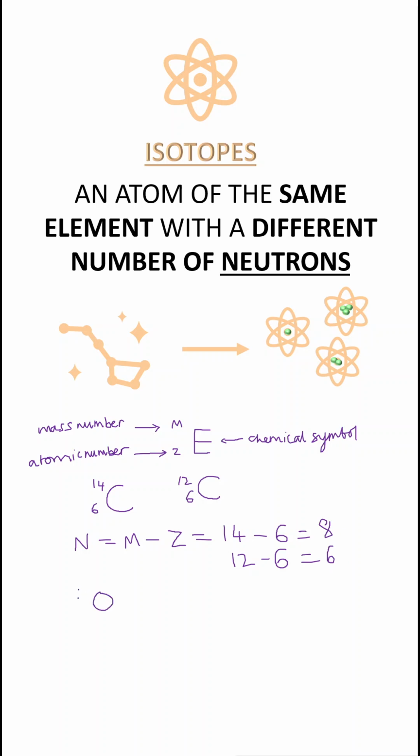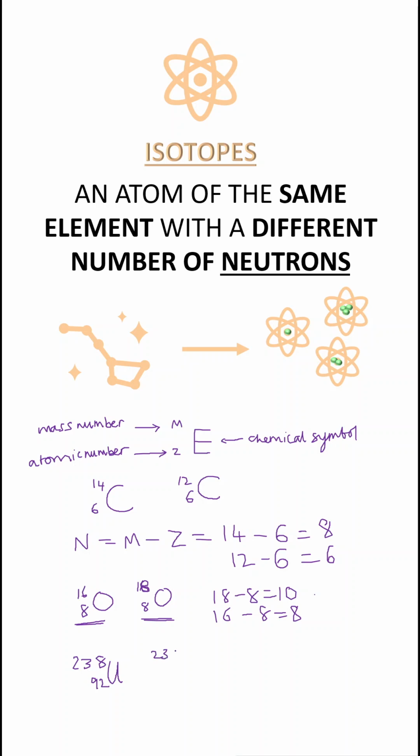Same thing if we consider oxygen-16 versus oxygen-18, not 16 again. We do 18 minus 8, and that gives us 10, or 16 minus 8 gives us 8 neutrons. So in our stable oxygen isotope we have 8 neutrons, but in radioactive oxygen or heavy oxygen we have 10 neutrons there. What did I just say? I said isotopes. Anyway.